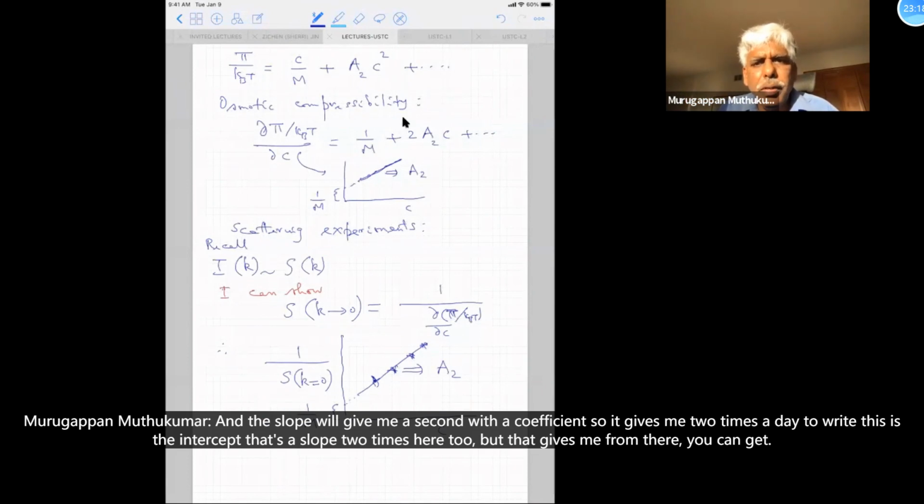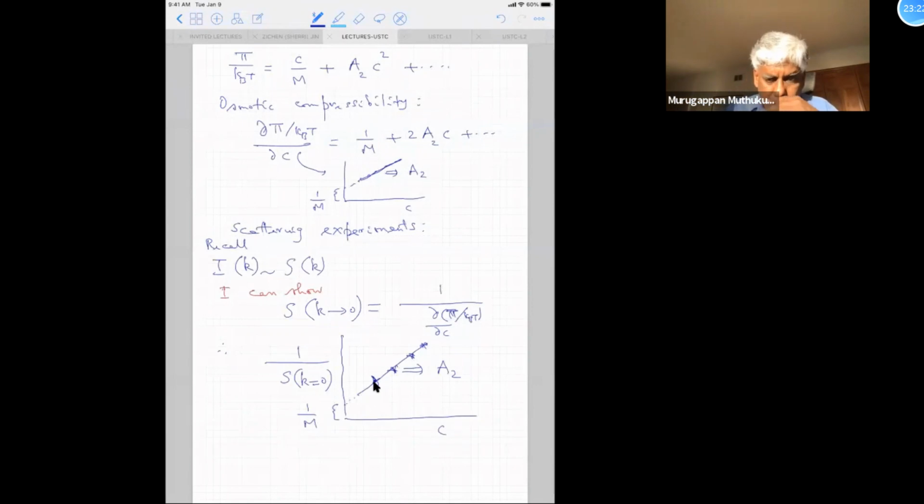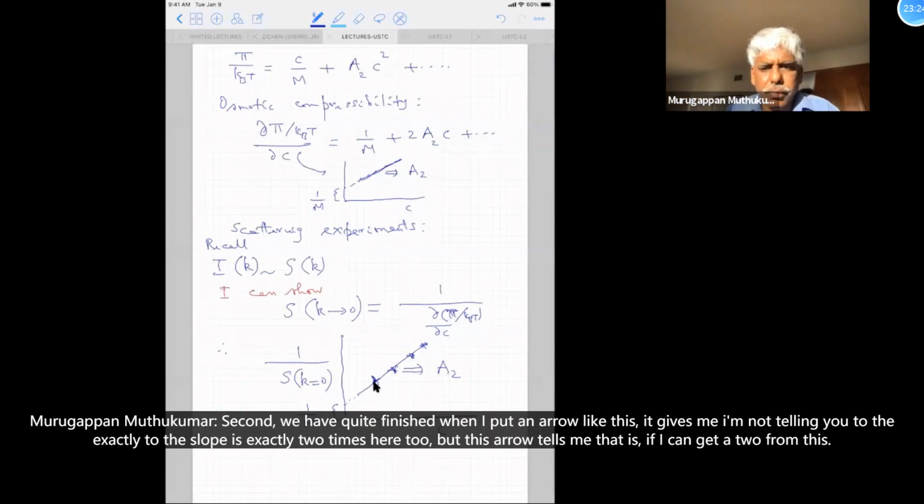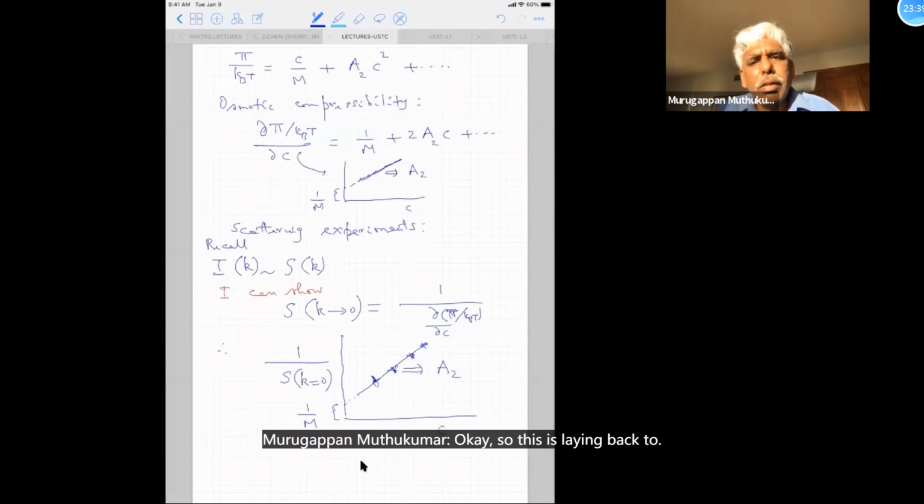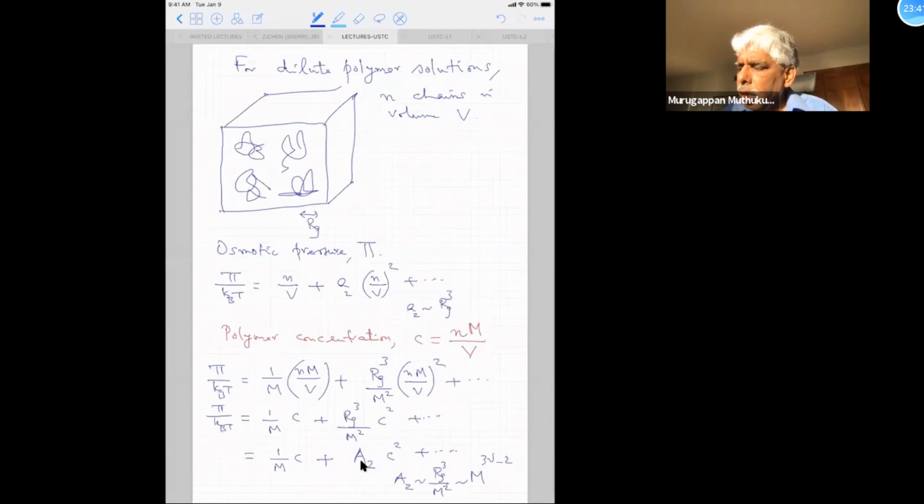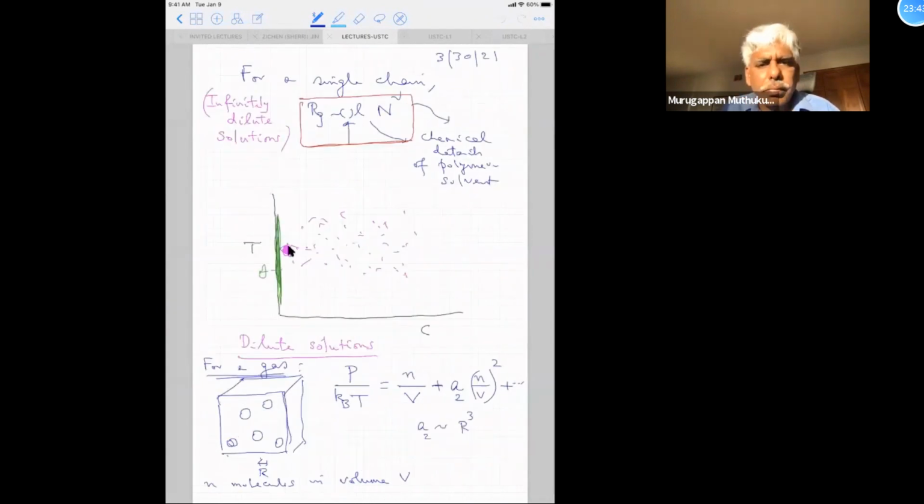This is the intercept, that's the slope, 2 times A2, and from there you can get the second virial coefficient. When I put an arrow like this, I'm not saying it is exactly A2. The slope is exactly 2 times A2, but this arrow tells me that I can get A2 from this. Okay, so this is going back to this situation.